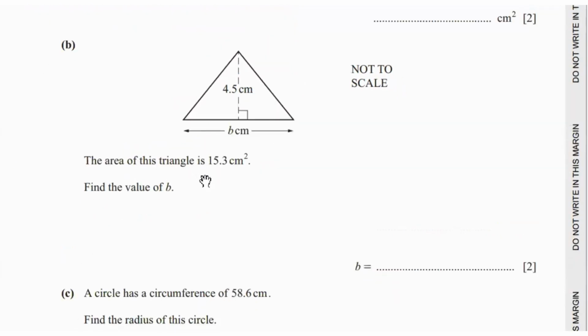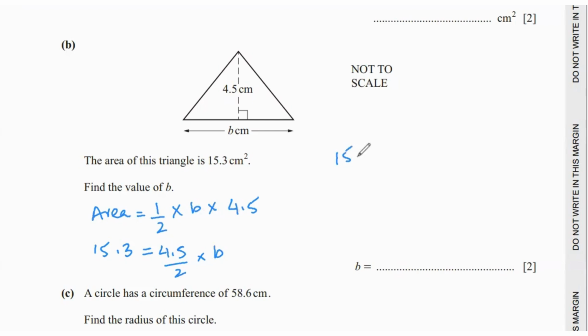Part B says the area of the triangle is 15.3 centimeters squared. They've given us the height, we have to find the base. Simple. Area equals 1 over 2 times the base times the height, which is 4.5. And this equals 15.3. So 4.5 divided by 2 times the base. So we multiply 15.3 with 2 and then divide it by 4.5. And that gives us 6.8 centimeters as the value of b.